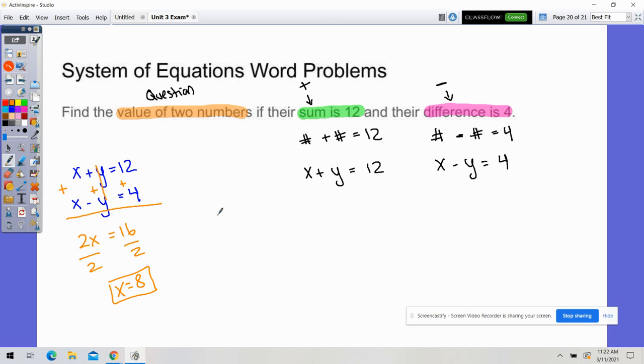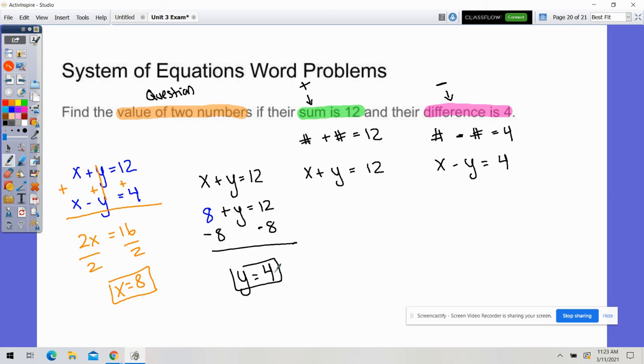Now I can simply substitute that back into one of our equations. If I use x plus y equals 12, I know x is 8. So that's going to be 8 plus y equals 12. And we subtract 8 on both sides, and we get y equals 4.